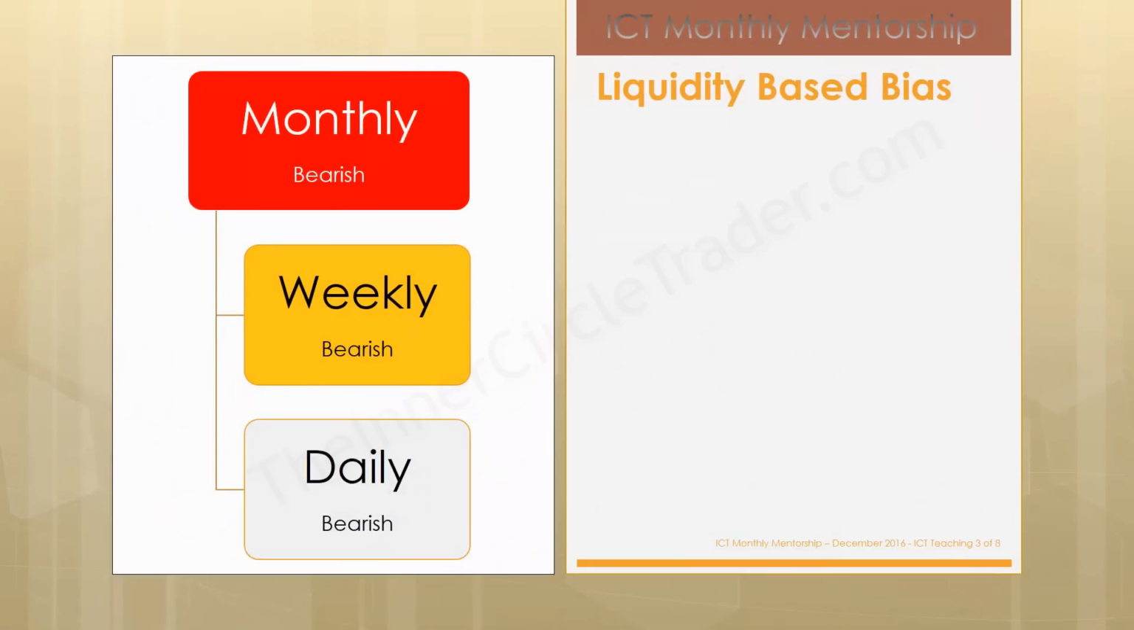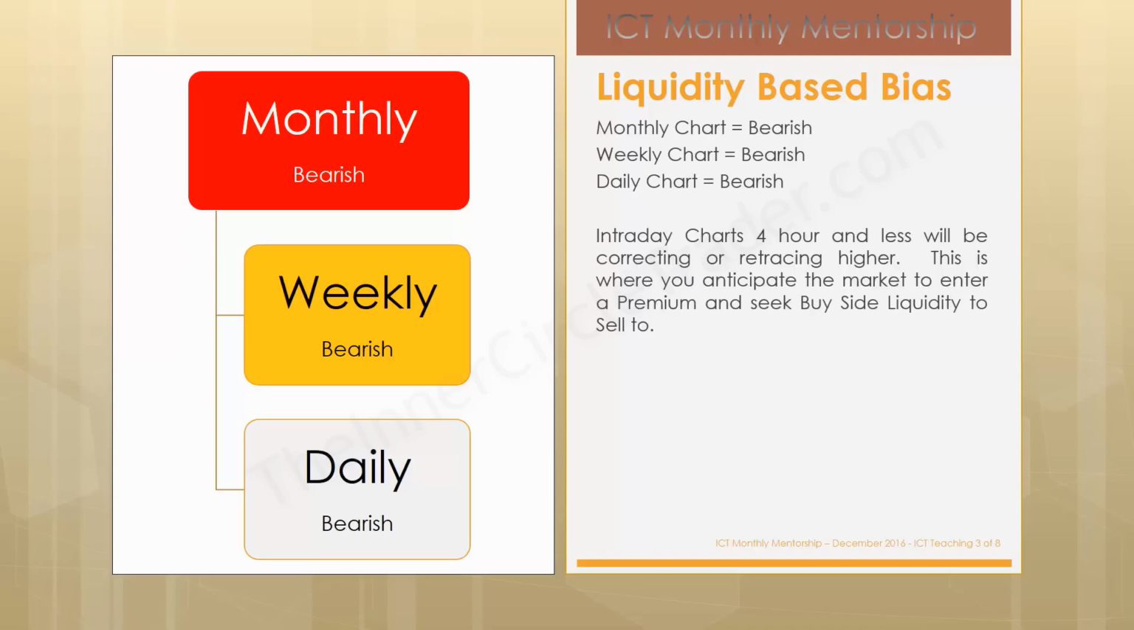Okay, liquidity-based bias. If the monthly chart is bearish, the weekly chart is bearish, and the daily chart is bearish, that will give us a wonderful opportunity to get in sync with institutional order flow. Intraday charts, 4 hours and less, will be correcting and retracing higher. Again, the markets are predisposed to go lower because on the monthly, weekly, and daily we have arrived at a bias where we have seen price want to go lower. It's been making lower lows and lower highs. Support levels are giving way. Resistance levels are being formed and respected.